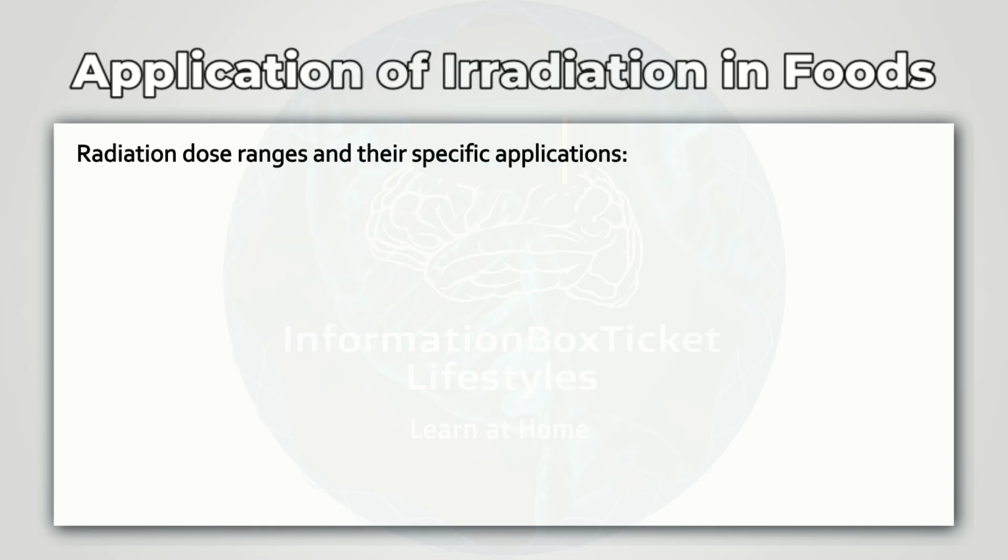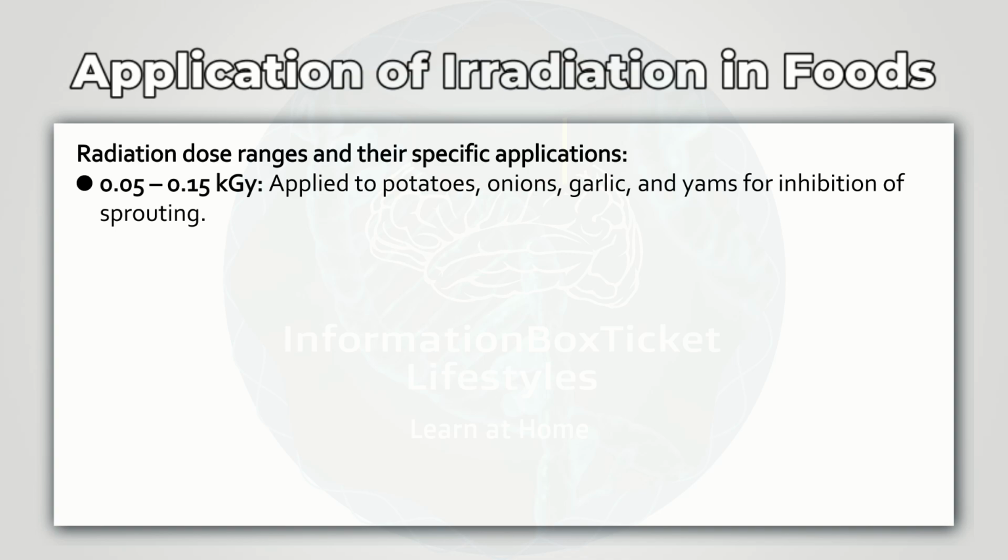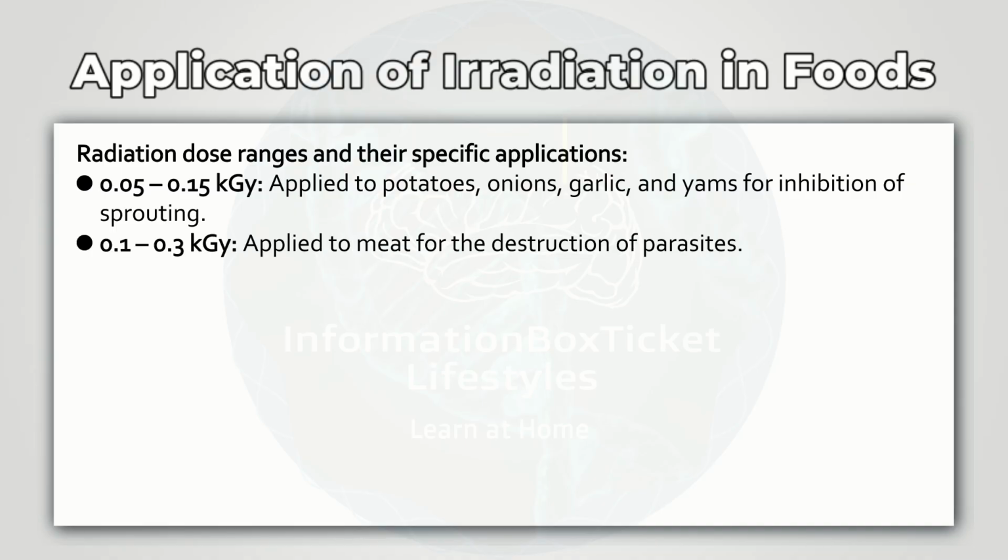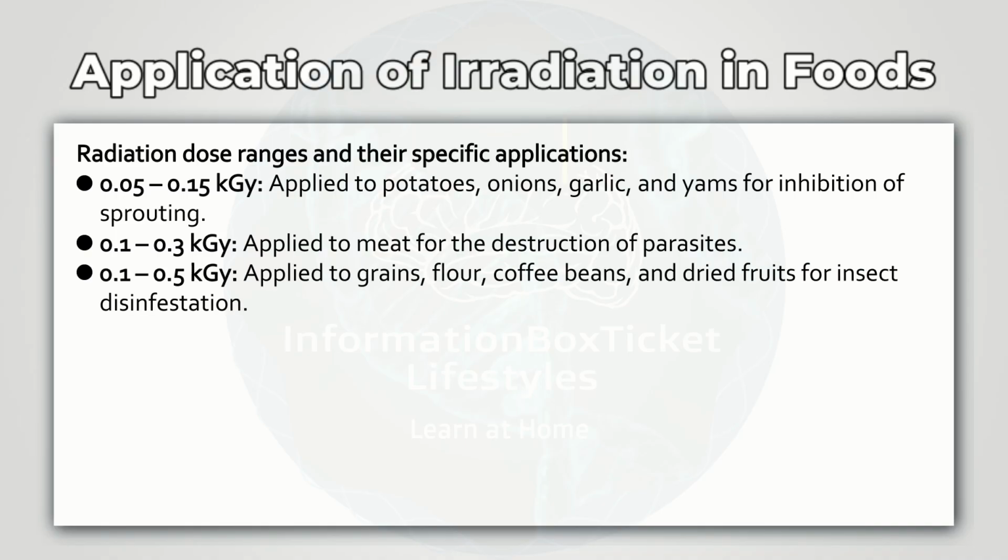Radiation dose ranges and their specific applications: 0.05 to 0.15 kilogray, applied to potatoes, onions, garlic, and yams for inhibition of sprouting; 0.1 to 0.3 kilogray, applied to meat for the destruction of parasites; 0.1 to 0.5 kilogray, applied to grains, flour, coffee beans, and dried fruits for insect disinfestation.